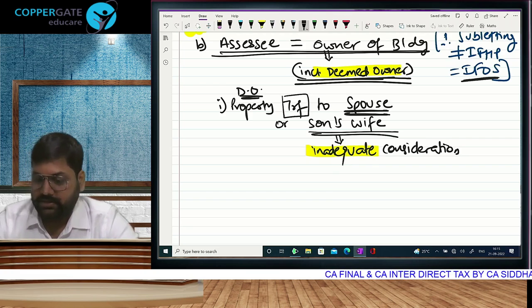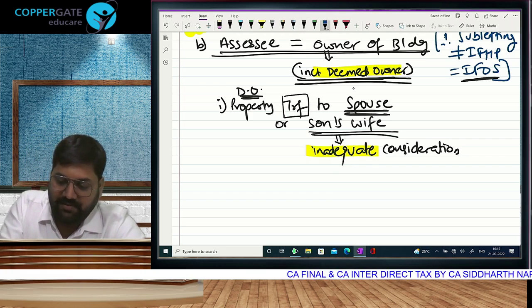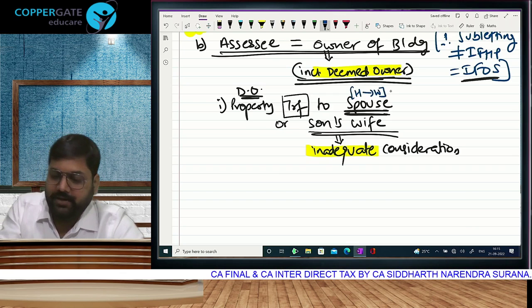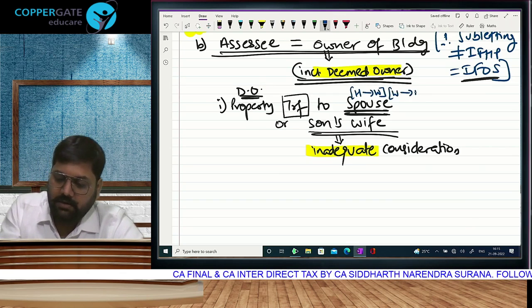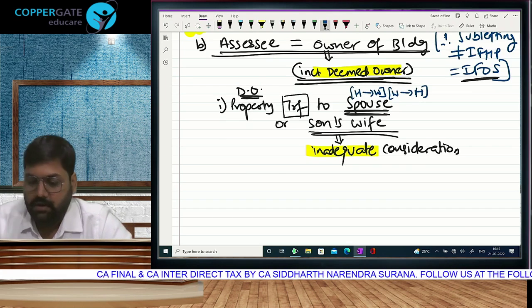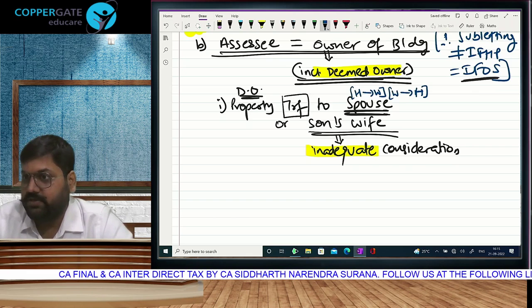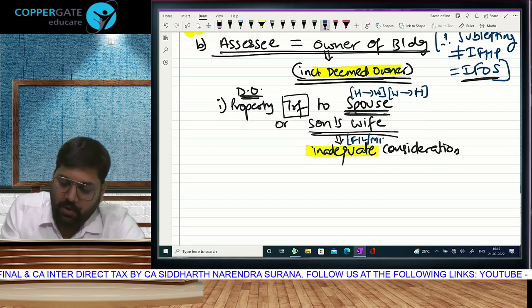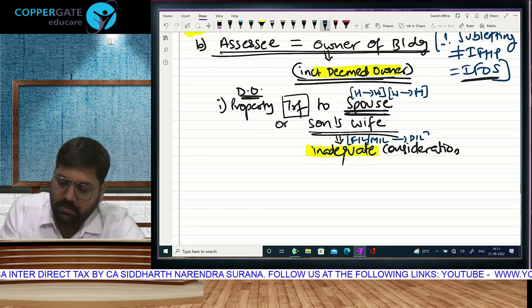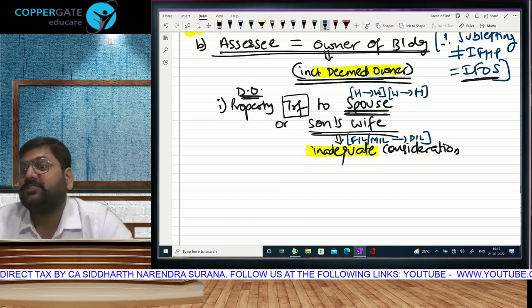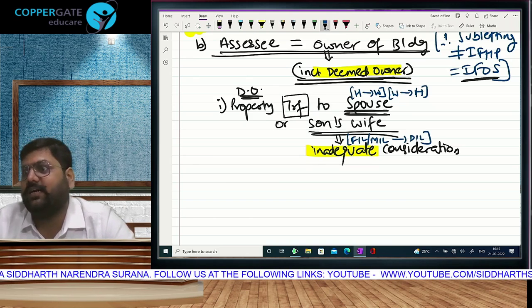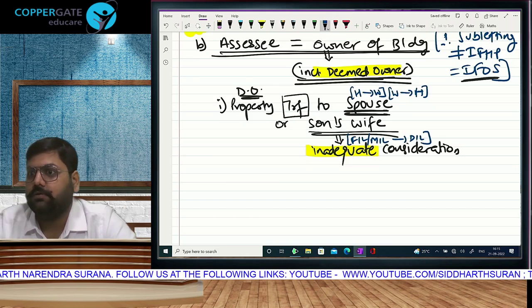Spouse में, you understand, let me be clear, at your level I will have to be clear. Is husband transferring to wife covered? And if wife has transferred to husband, that will also be covered. Because they say spouse, not wife. And as far as son's wife is concerned, it can be father-in-law or mother-in-law transferring to daughter-in-law. Transferor का gender is not specified. But in the second case, receiver का gender is son's wife; daughter's husband is not covered.